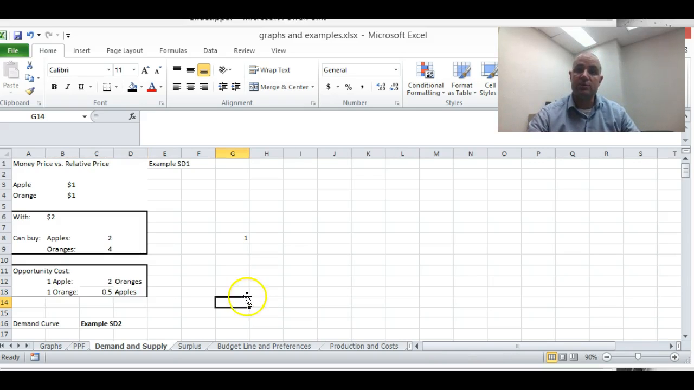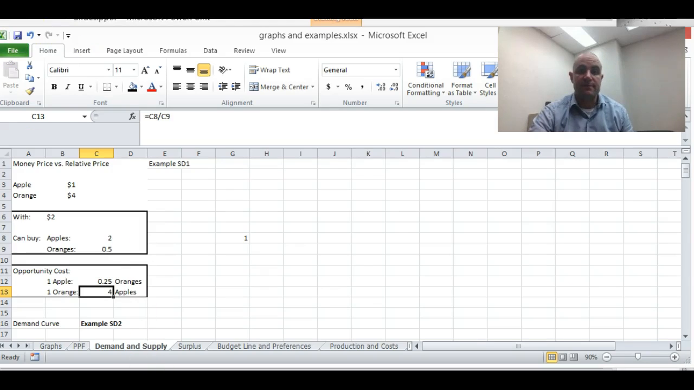And the opposite holds true, where if the price goes up, it becomes more expensive relatively. Let's say the price of an orange went up to $4. So now instead of every orange costing you half of an apple, it costs you 4 apples. That's a lot of apples. So you might say, you know what, that's a lot that I have to give up for every orange, so I'm going to buy fewer oranges and more apples. So that is the substitution effect.